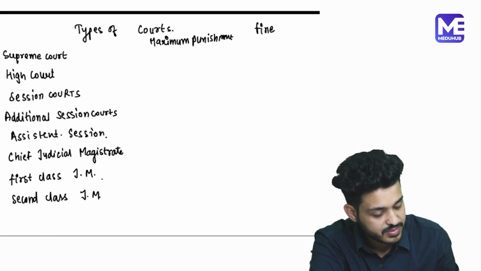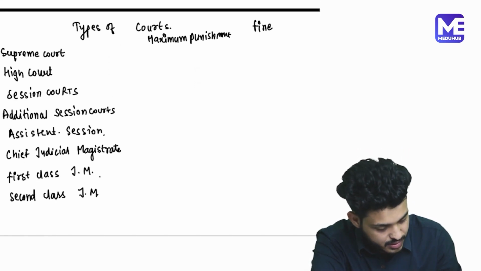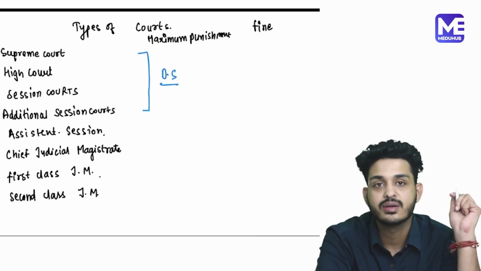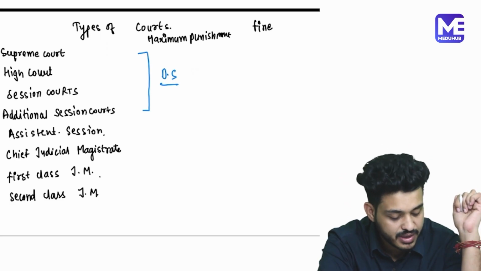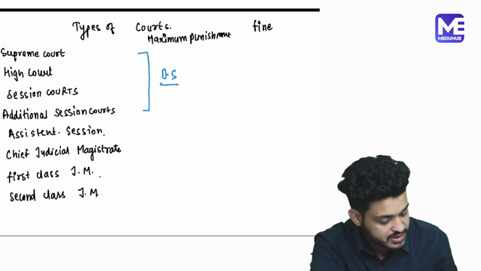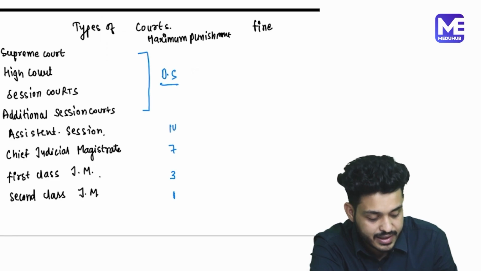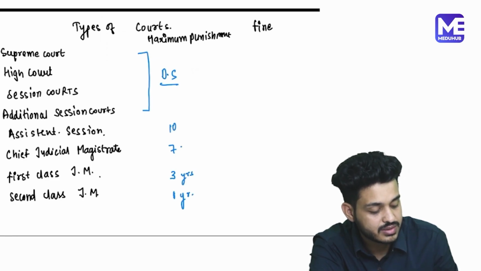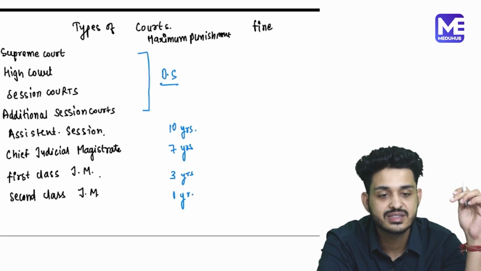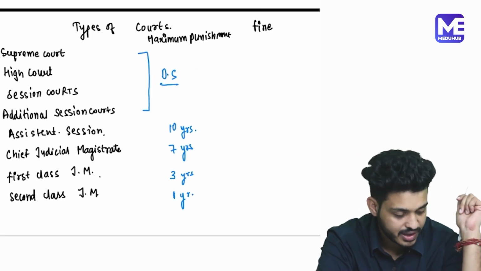So maximum punishment all these four courts can give is the death sentence. That is the maximum punishment that can be given by these four courts. For the other courts, just remember 1, 3, 7, and 10. So this will be 1 year, this will be 3 years, this will be 7 years, and this will be 10 years. So they can give up to 1 year, 3 years, 7 years, and 10 years of punishment.